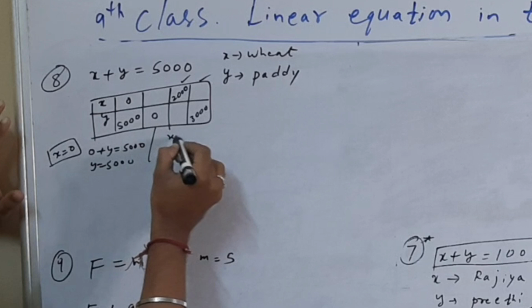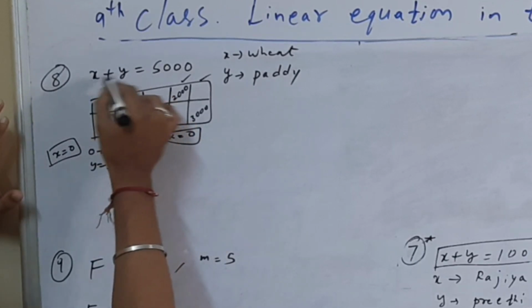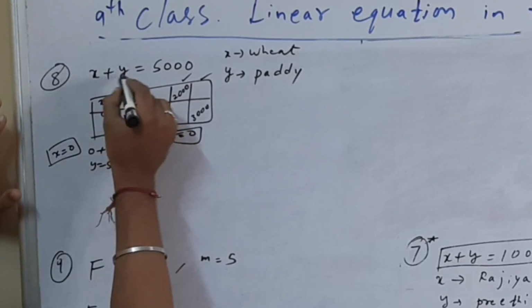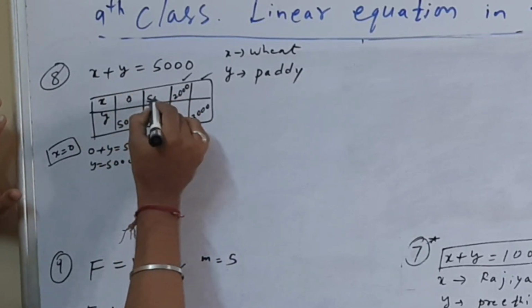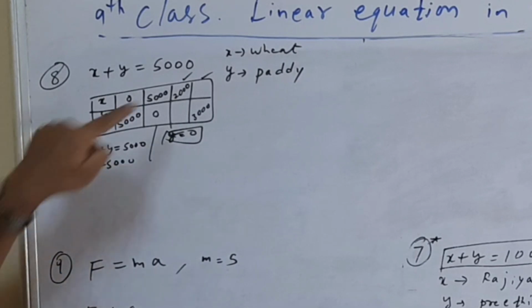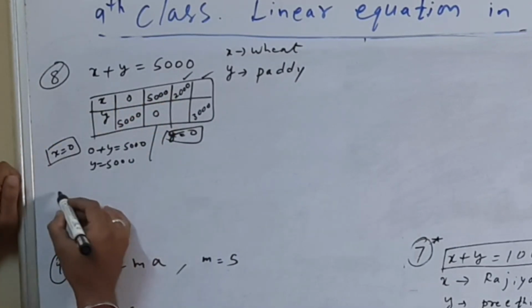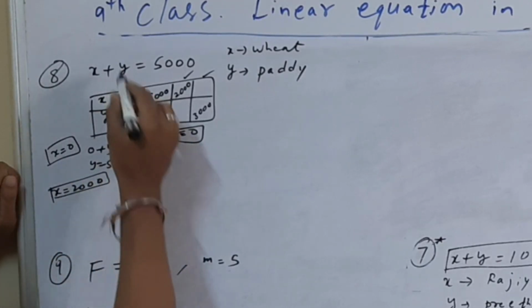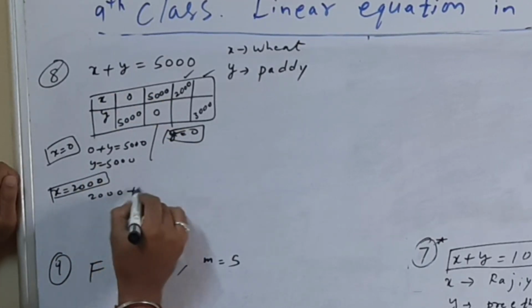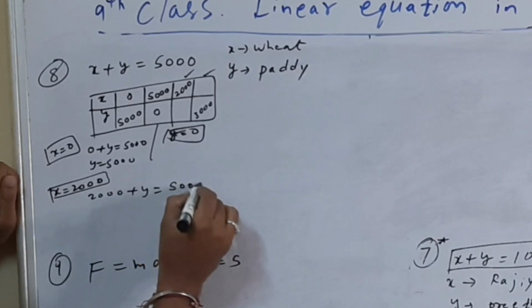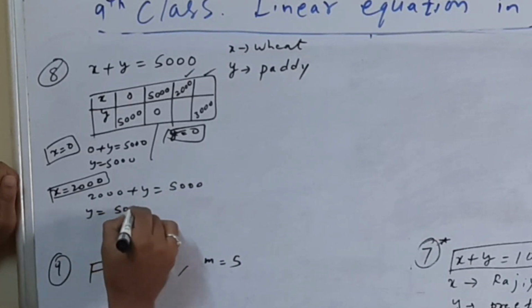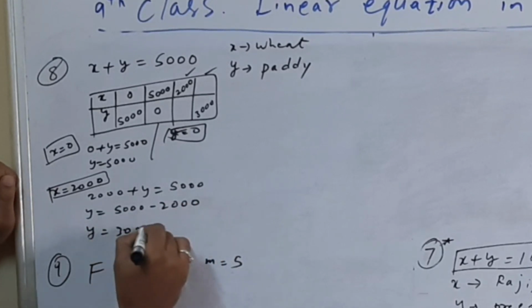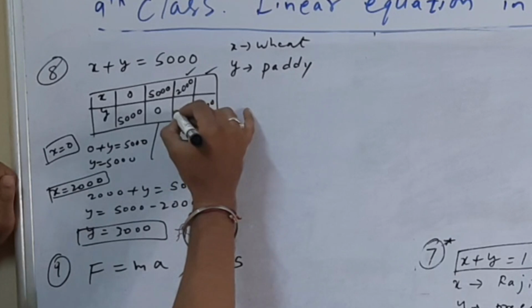Same, if you put x equal to 0, you will get y is equal to 0. Y is equal to 0, if you substitute here 0, x equal to 5000. I am not writing it out, I am writing directly. Now if I take x equal to 2000, okay, what will happen? 2000 plus y is equal to 5000. Y is equal to 5000 minus 2000. Y is equal to 3000. So here we get 3000.